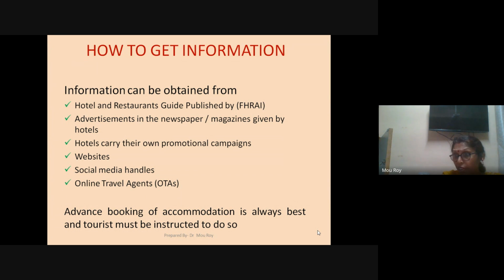Then there are online travel agents, like Make My Trip, Goibibo, and the IRCTC, Indian Railway Catering and Tourism Corporation. So then EasyGo, all these are online travel agents where you can get all the information. And advanced booking of accommodation is always best, and tourists must be instructed to do so.